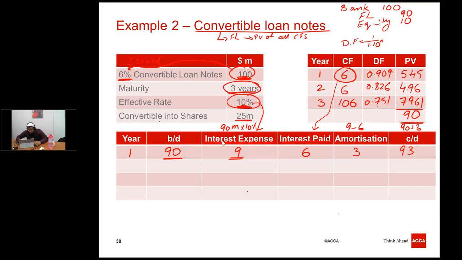Mohammed Hunain is asking, sir, can you please clear the third year 106 cash flow? Hunain, in third year, I am going to pay the interest of 6 and the repayment of loan of 100. So total 106 is going to be the amount paid. 6 of interest and 100 for the loan. So total is 106.